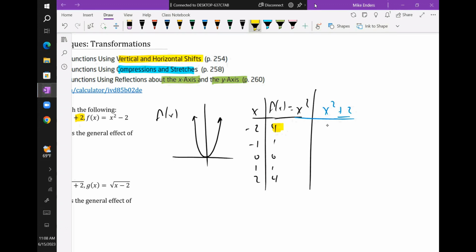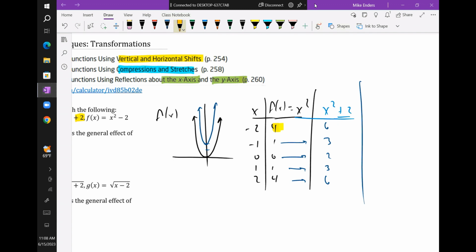We're going to add 2 to that 1, make it 3. Add 2 to the 0, make it 2. Add 2, make that 3. Add 2, make that 6. So what we anticipate is that this graph is just going to be the same graph. We're just going to move it up 2 spots from every place that it was before.